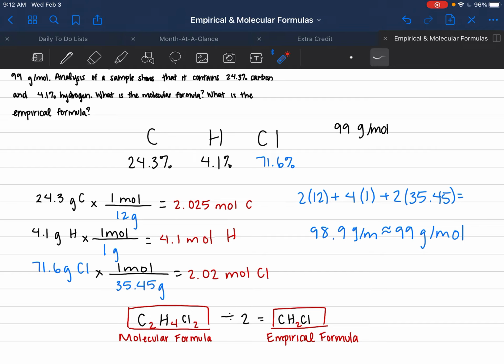So, because that is so similar, I can say that C2H4Cl2 would be my molecular formula based on my calculations. Notice that I can simplify that in order to get my empirical formula. I can divide it by 2. So CH2Cl is my empirical formula. So it takes a little bit longer to do these calculations, but it is possible and it is something that chemists will experience when trying to determine what a compound is made of.